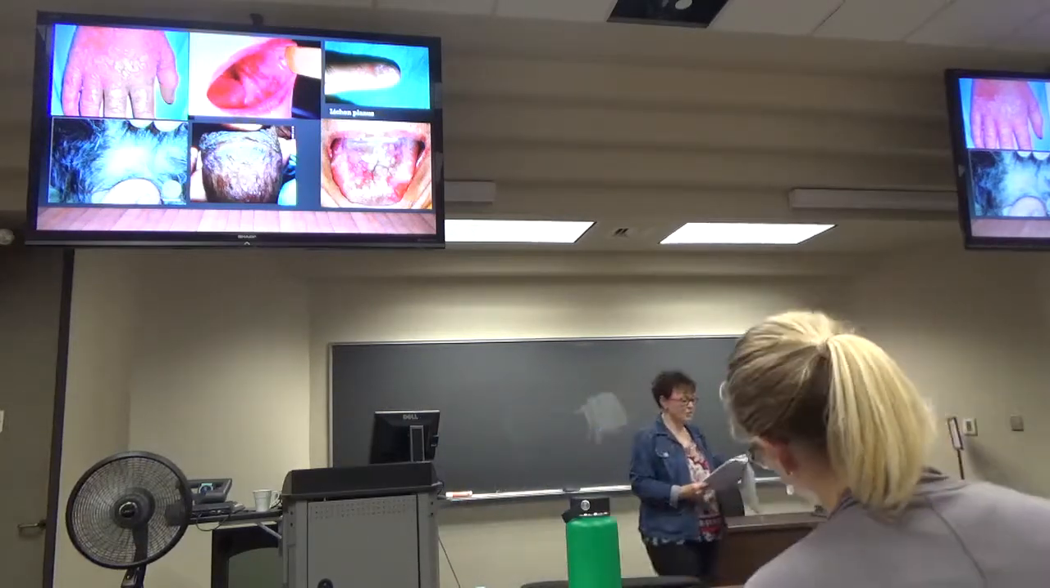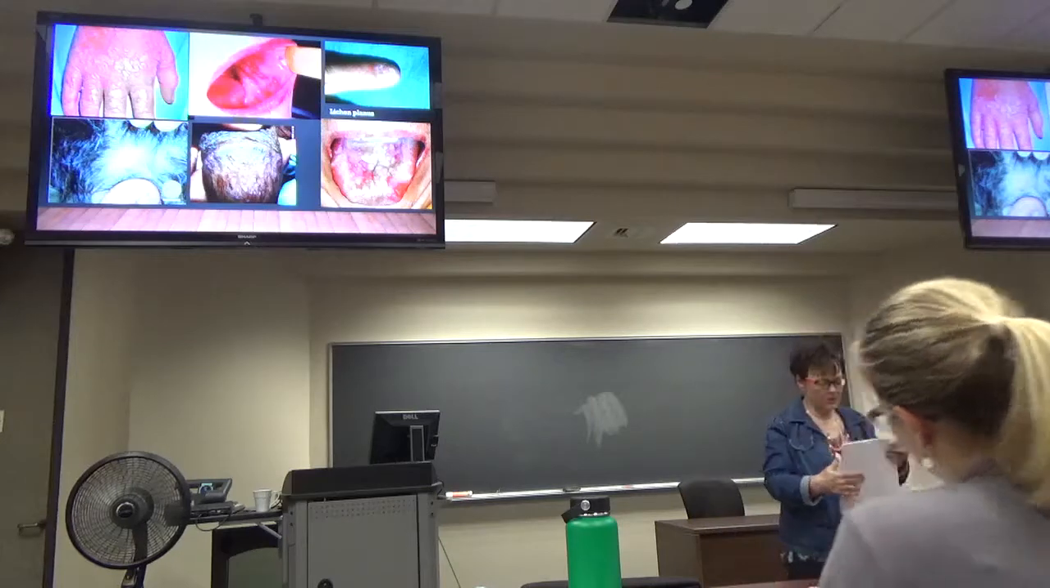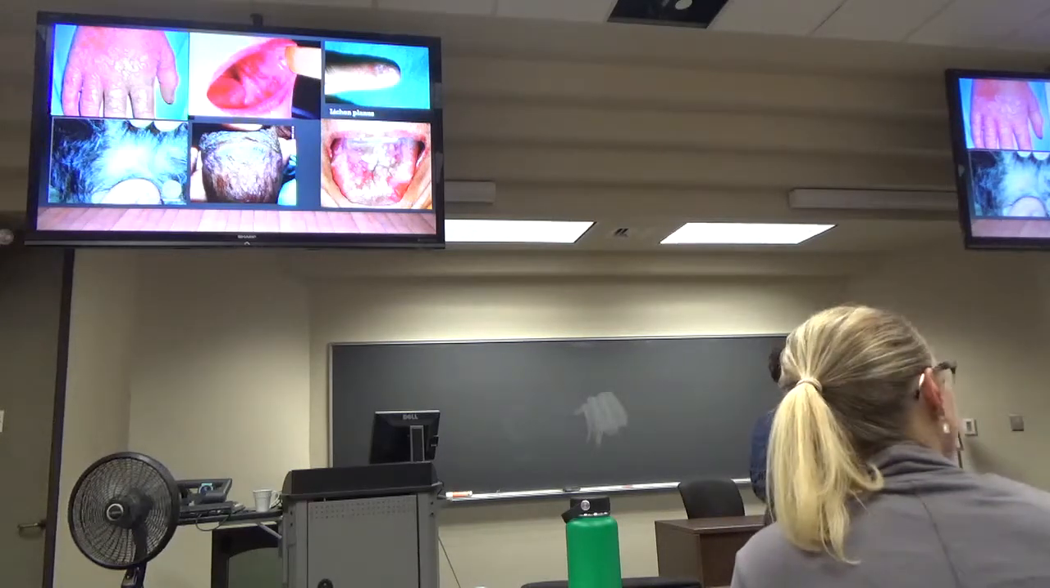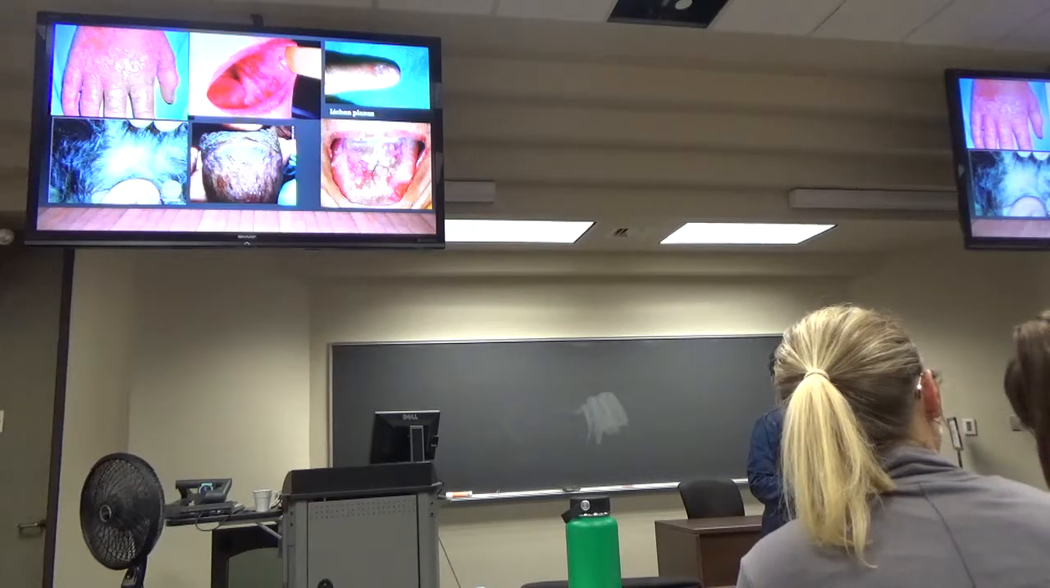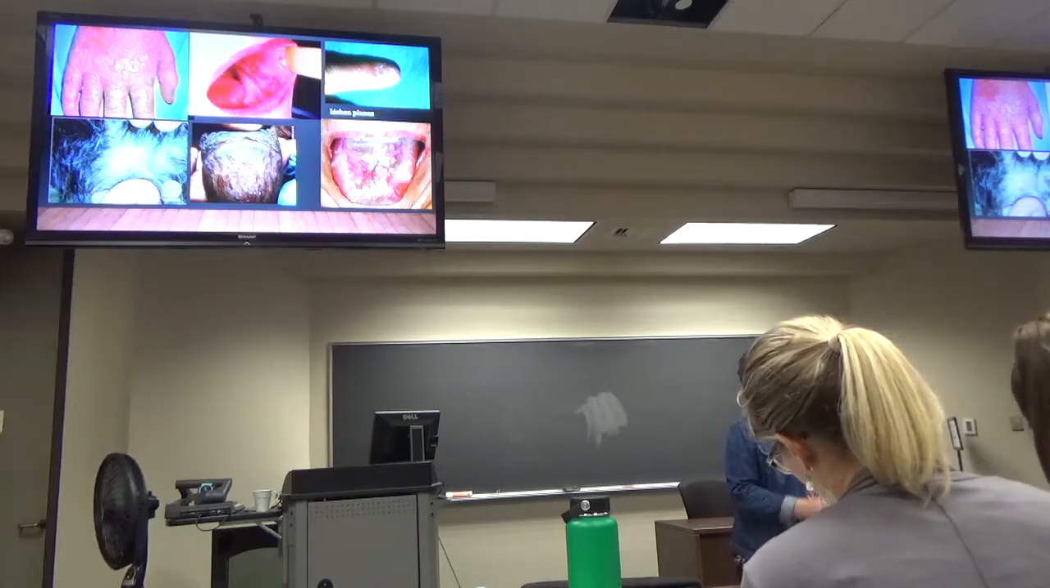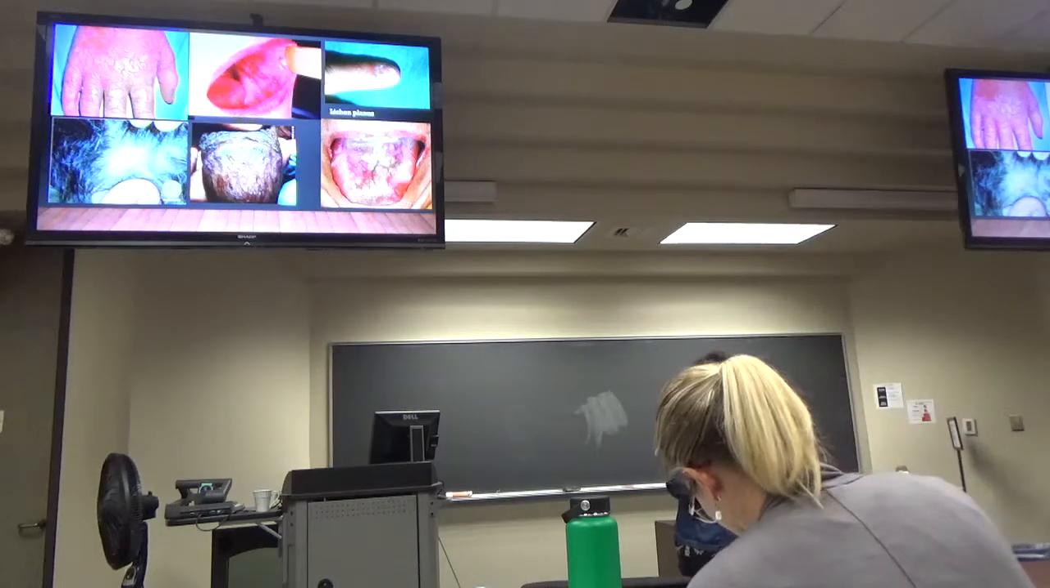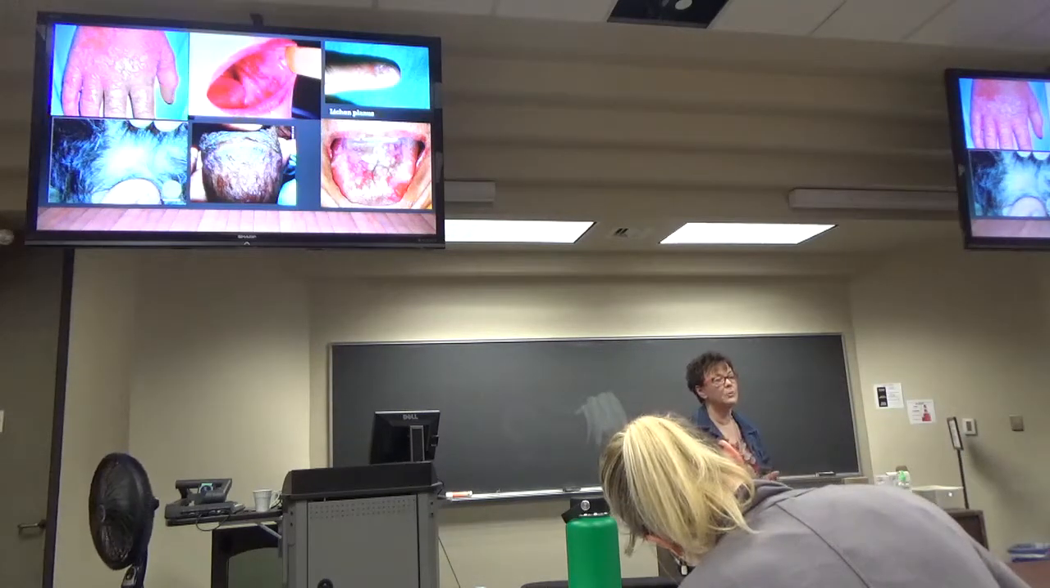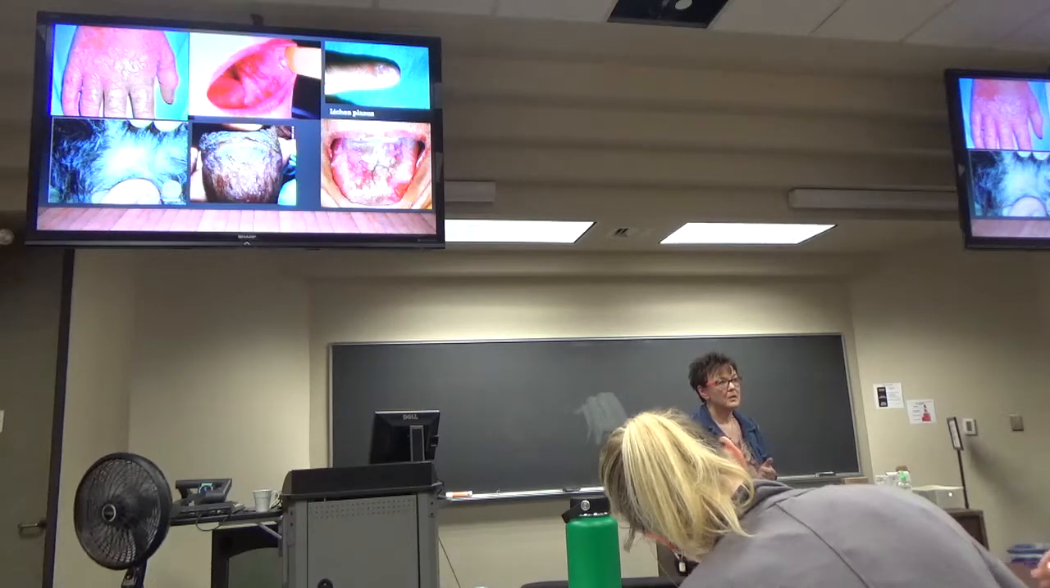Okay, next page. Oral retinoids can be used. Yes, Jenna? Are these treatments just for symptoms? No, no. You are trying to arrest the immune response.